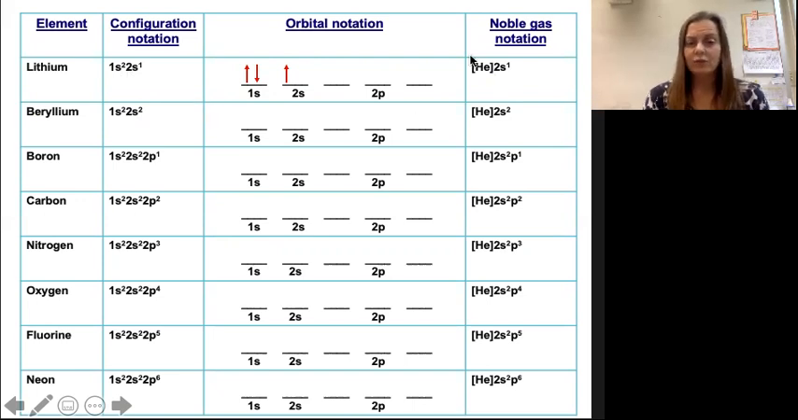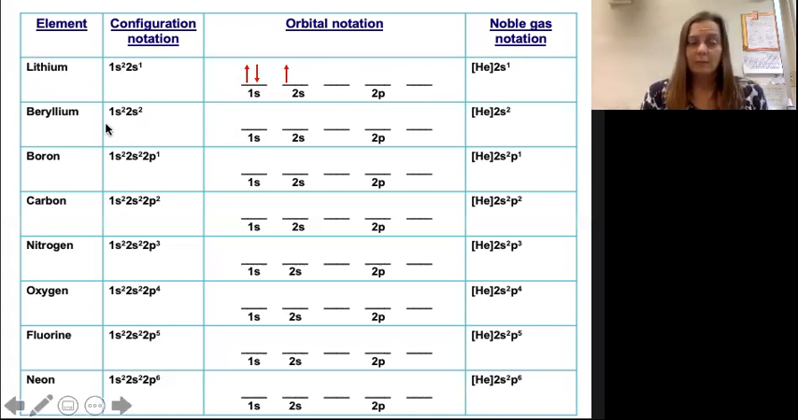And then we have this shortcut notation over here that we call noble gas notation. And noble gas notation is the idea that we can say, okay, well, lithium has all the same electrons in all the same places as helium. And then it also has one more electron, and that one more electron is in the 2s orbital.